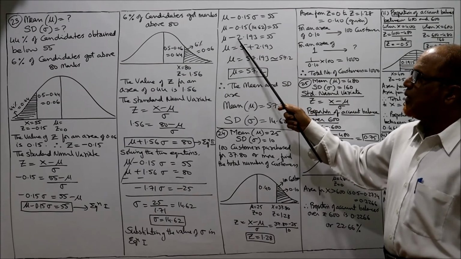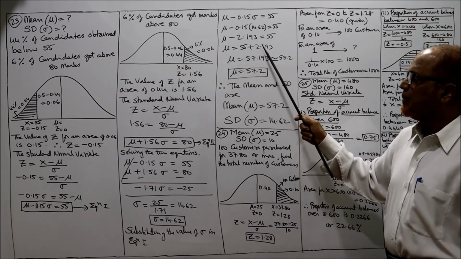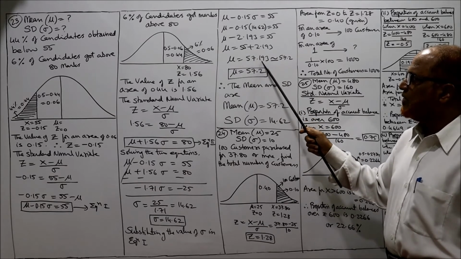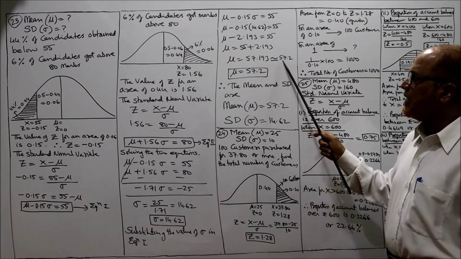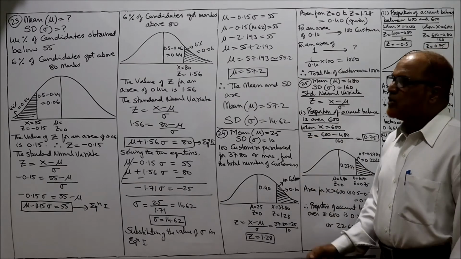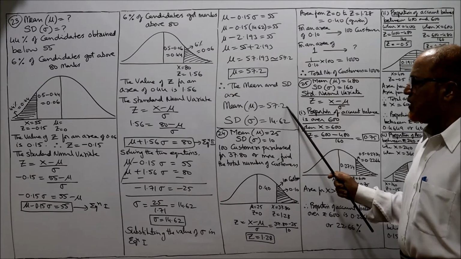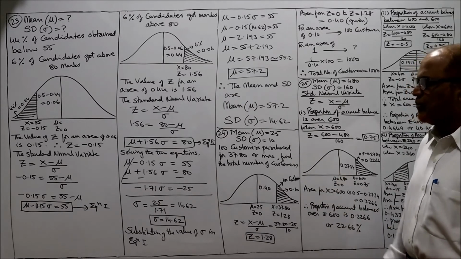Now take this 2.193 to the RHS, minus will become plus. So mu is equal to 55 plus 2.193, which is 57.193, approximately equal to 57.2. So mu we got 57.2. So we got mean 57.2 and standard deviation 14.62.